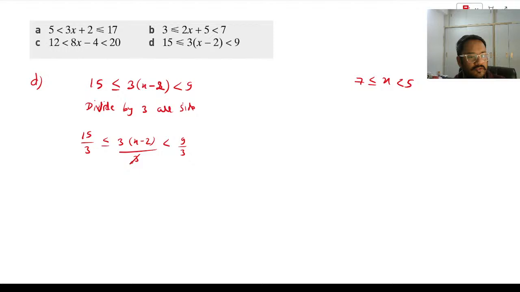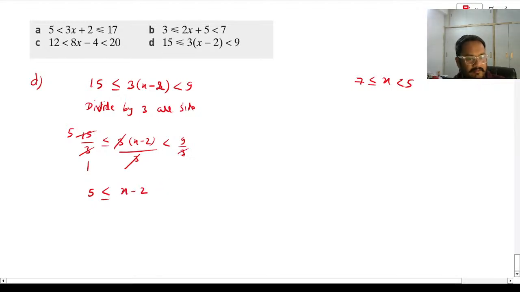So the 3 and 3 can be cancelled. 3 times 1 is 3 and 3 times 5 is 15. So 5 is less than or equal to x - 2, and then 3 times 1 and 3 times 3. So this is less than 3.